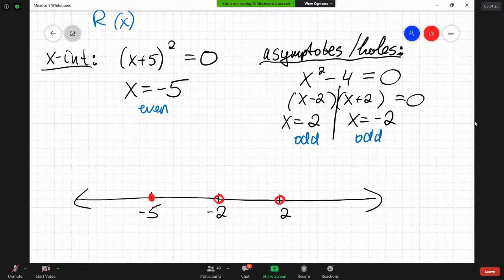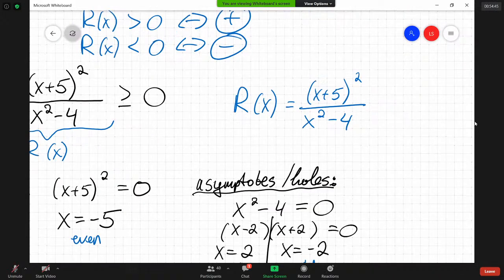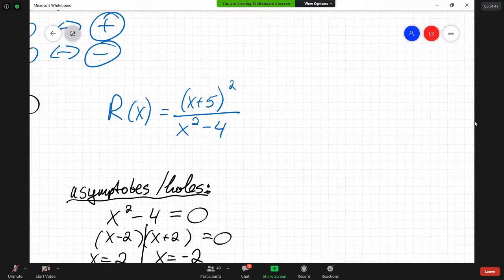Then, again, I could talk about end behavior, and it's a good exercise. So looking at this guy, end behavior in this case would be a horizontal asymptote, right? What would be the horizontal asymptote here?